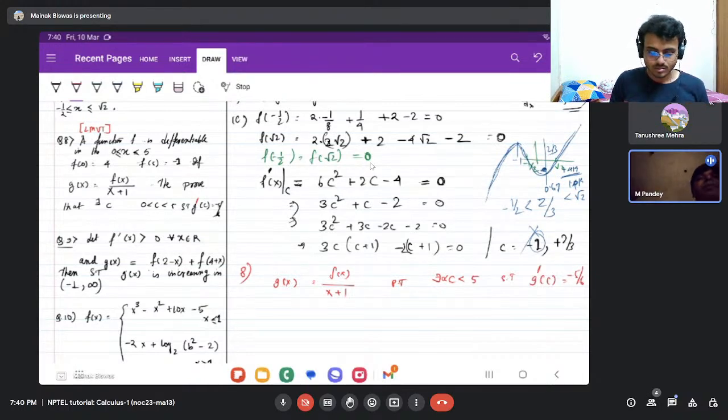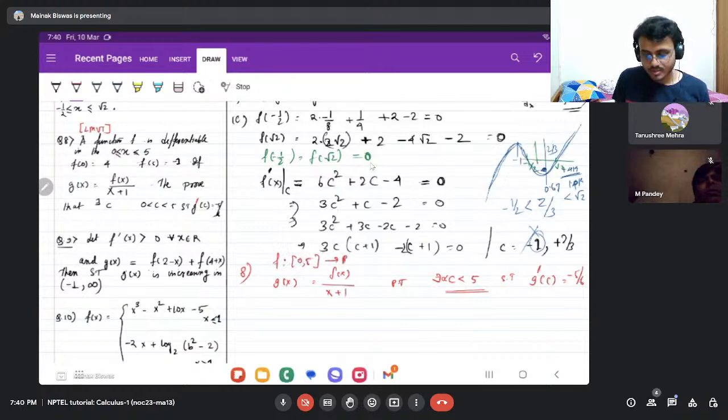Differentiate g(x)? I don't think you need to differentiate it. You can directly use mean value theorem here. It's told you have to show that there exists a c between 0 and 5. So your function's definition here is also between 0 to 5. Right? This is your definition, 0 to 5.